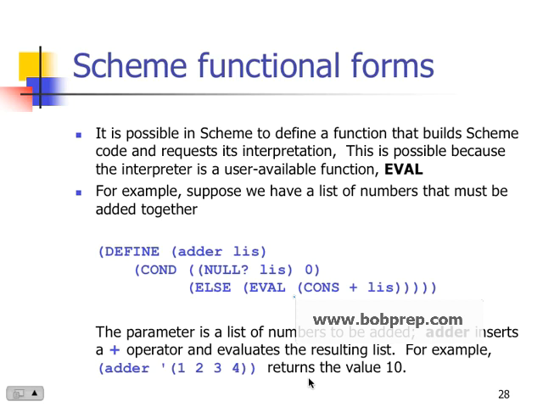So you're defining a function that builds scheme code and then requests its interpretation while the function is being run. For example, suppose we want a list of numbers that must be added together. The parameter is a list of numbers to be added. Adder, which is the name of the function, inserts a plus operator and evaluates the resulting list. So in this particular case, we'd be running it with adder 1, 2, 3, 4, 5, which is going to return 10.